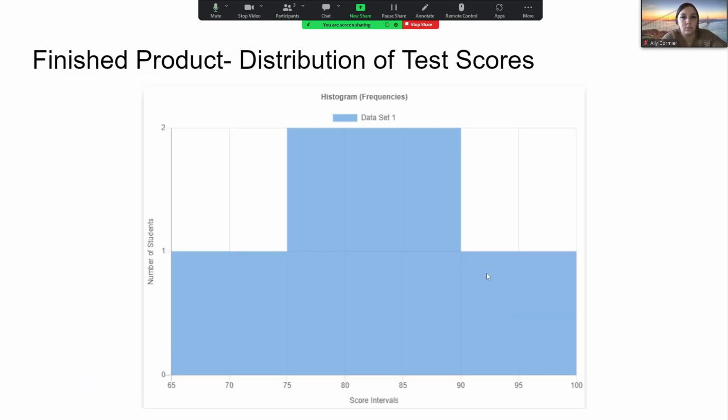Again, that is a lot of very dense information, but if you break it down and just put students into their bins, right, it's a lot easier to recognize that the majority of the students scored somewhere between 75 and 90% on the test.